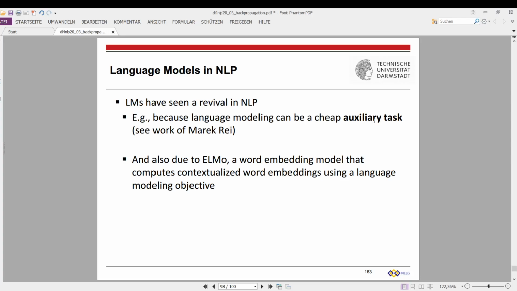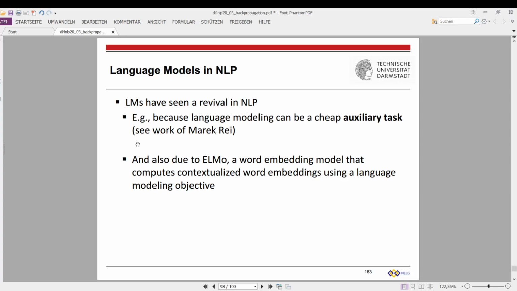So you solve some main task, whatever that could be. It could be part of speech tagging, for example. You solve that main task, and then you always have labels for the auxiliary task, that is language modeling. Because your sentences always have, for each word in the sentence, the next word that can be predicted. So this is an auxiliary task that we get for free.